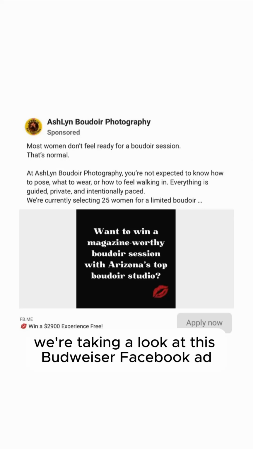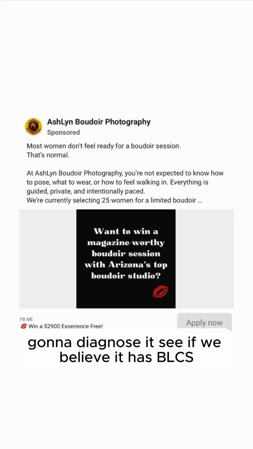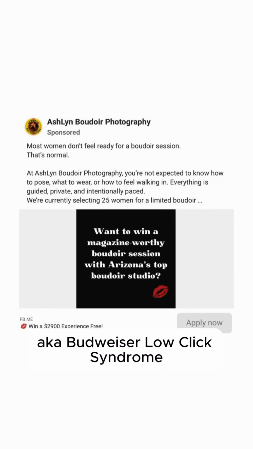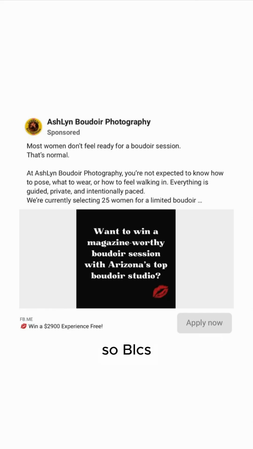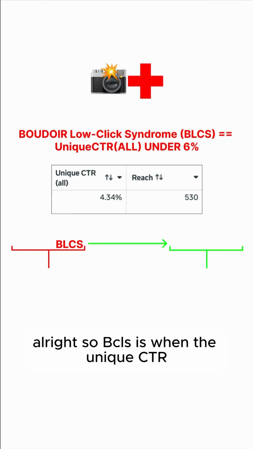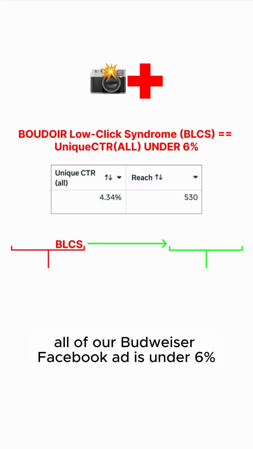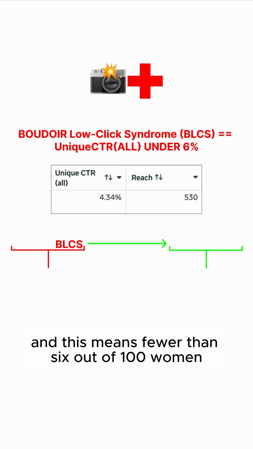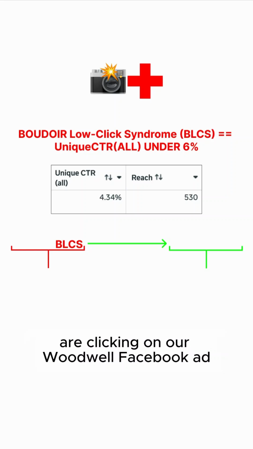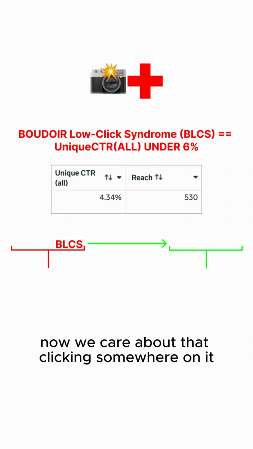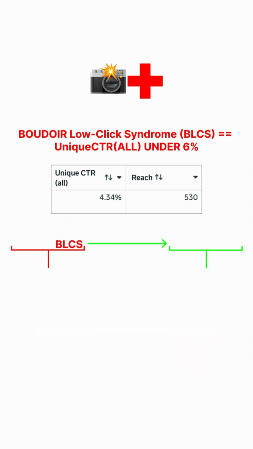All right, y'all, we're taking a look at this Boudoir Facebook ad. Going to diagnose it, see if we believe it has BLCS, aka Boudoir low click syndrome. BLCS is when the unique CTR on our Boudoir Facebook ad is under 6%. And this means fewer than 6 out of 100 women are clicking on our Boudoir Facebook ad. And we care about them clicking somewhere on it.